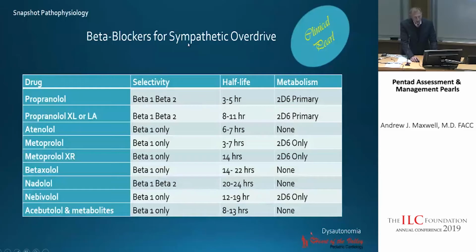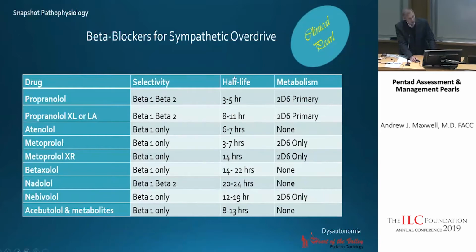Within the beta blocker categories, I've listed all the typical beta blockers that are used, and I think the important things to consider when you're selecting a beta blocker are how selective they are toward beta 1 versus beta 2, how long they last, and what their metabolic pathway is for being metabolized. And if you look at all of these, I think it's really important to suppress sympathetic overdrive with a non-selective beta blocker, one that blocks both beta 1 and beta 2.